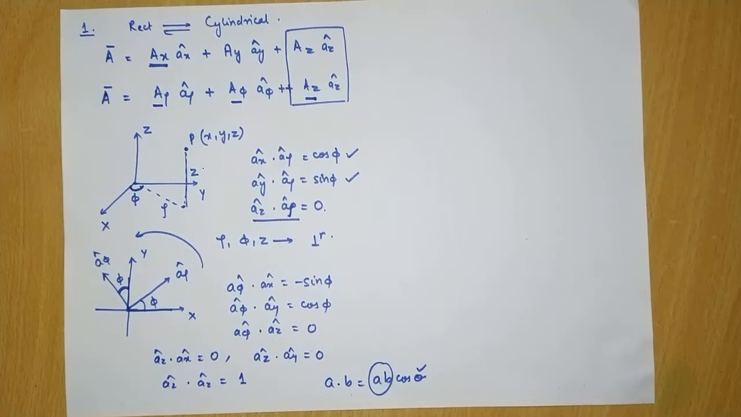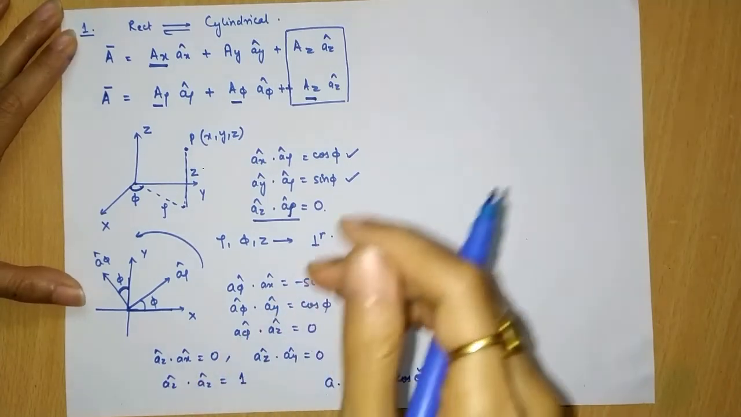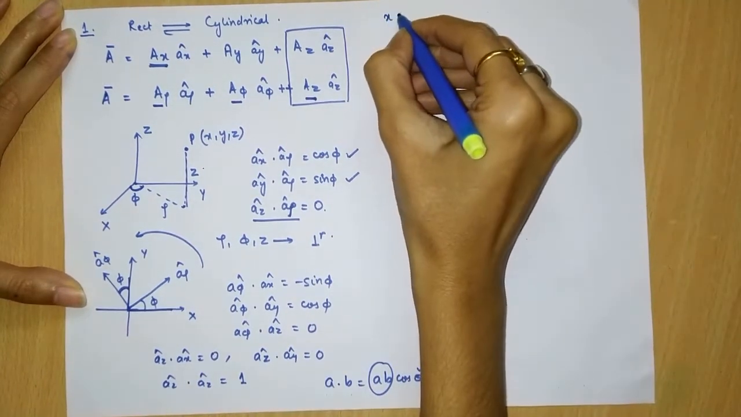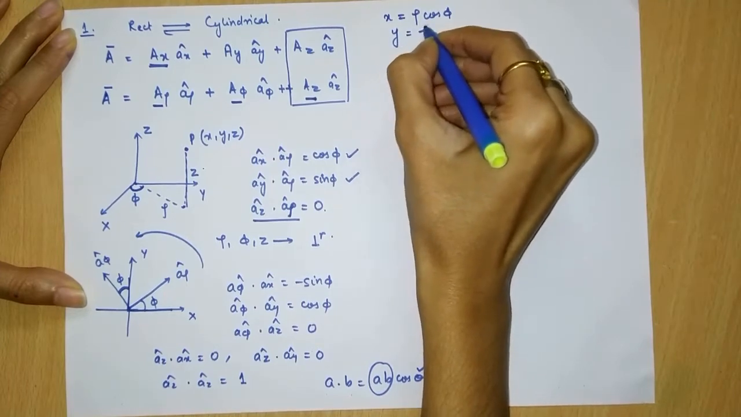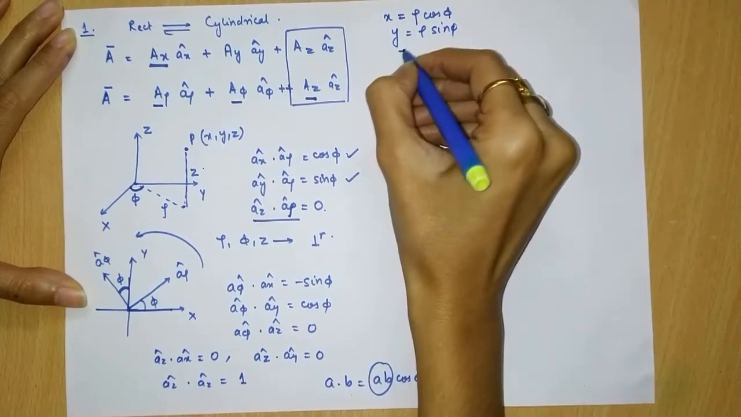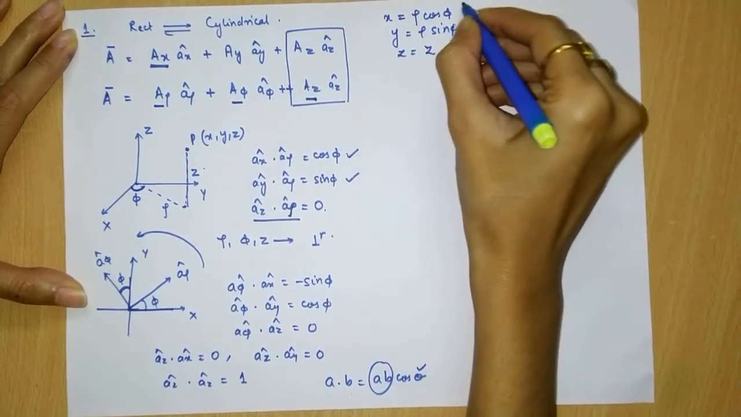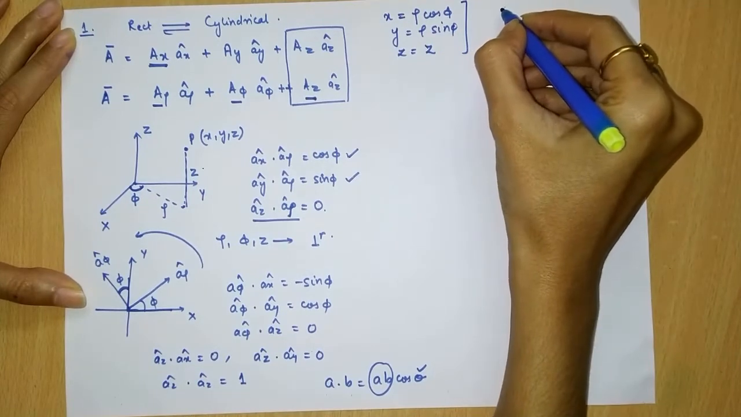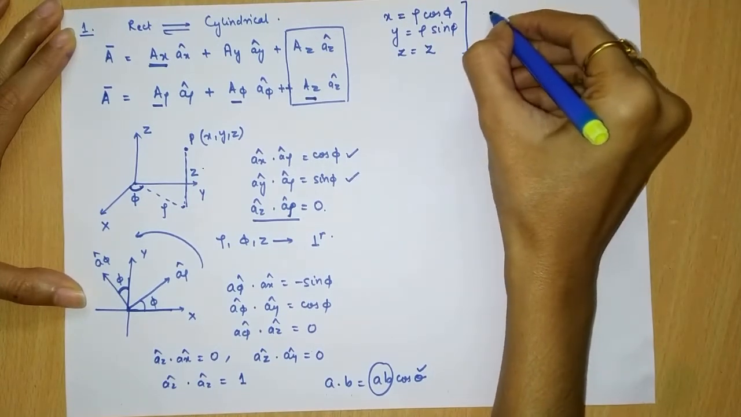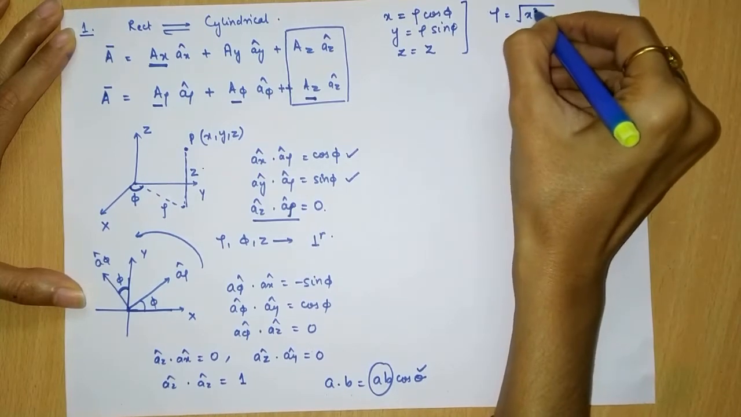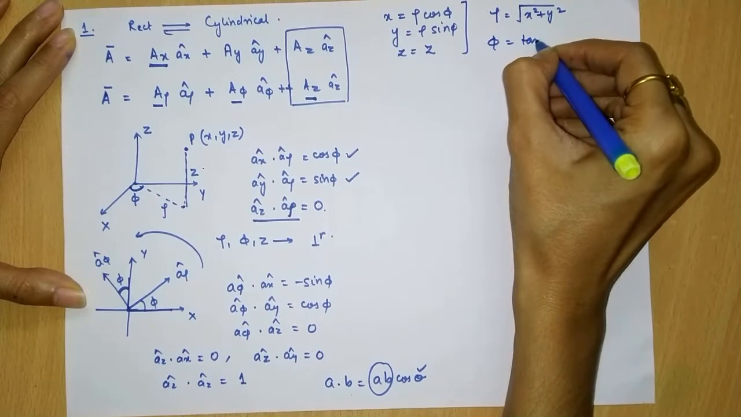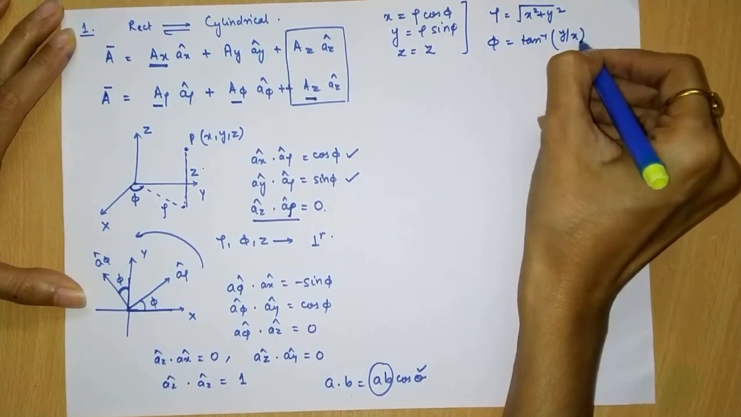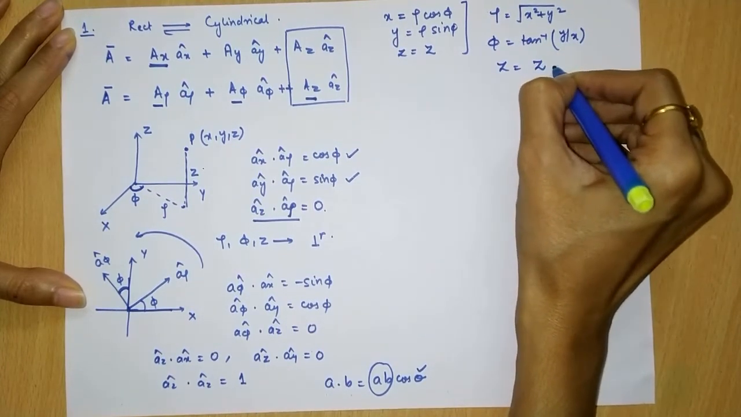Now, how can we express the coordinates as a function of each other? x can be expressed as rho cos phi, y is equal to rho sin phi, and z equals to z. In this, rho is the radius in xy plane. Therefore, rho is written as under root x square plus y square, and phi is equal to tan inverse y by x, and z is equal to z.